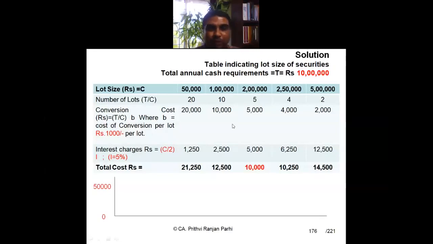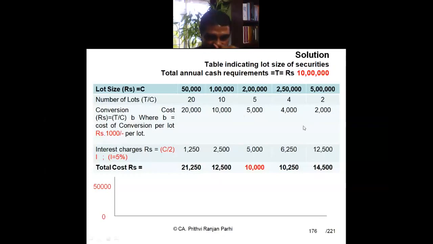And the question has told you per lot what is the ordering cost, or the withdrawal cost, or the transaction cost. The question says per lot cost will be 1,000. So 20 lots, my ordering cost will be 20,000. 10 lots 10,000, 5 lots 5,000, 4 lots 4,000, 2 lots 2,000. This is my ordering cost.